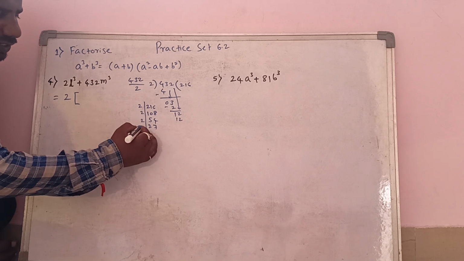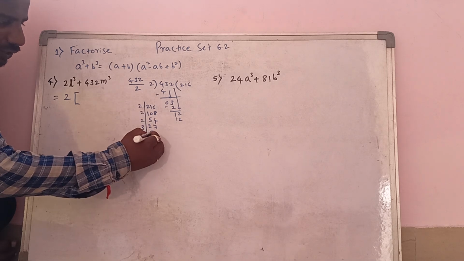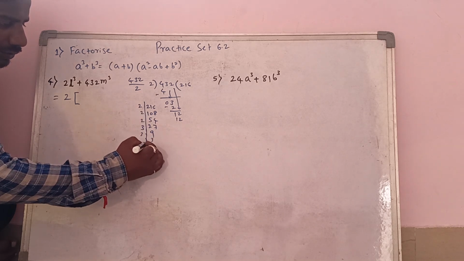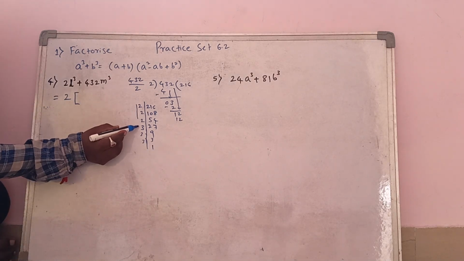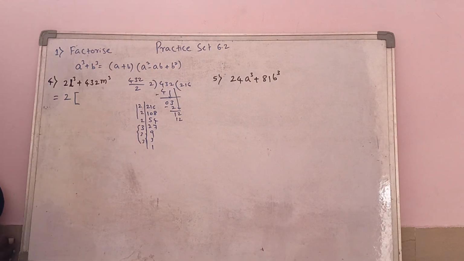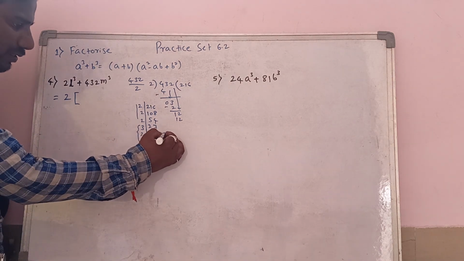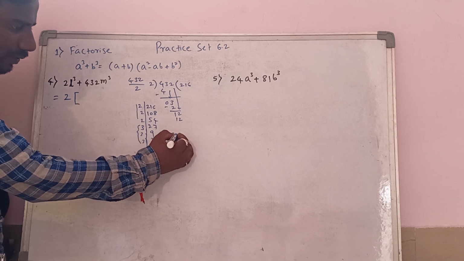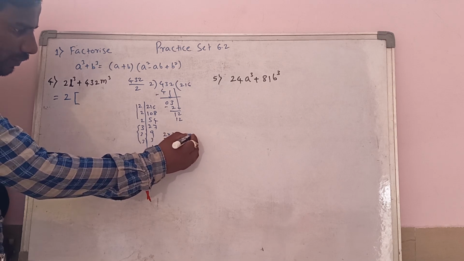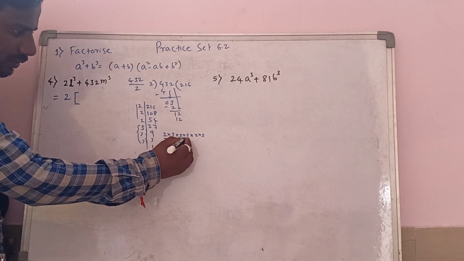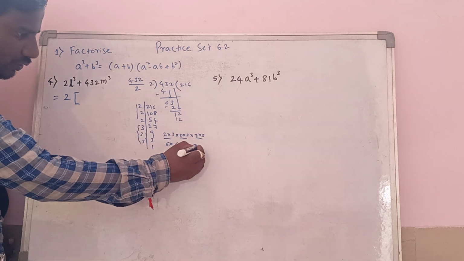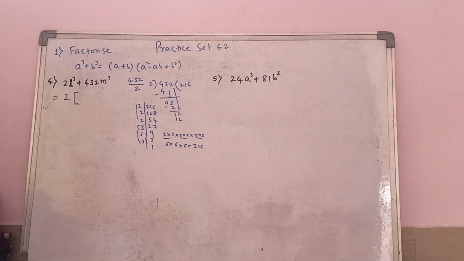Next, 3 on the table, we know 27 from the previous problem. 3 9s are 27, 3 3s are 9, 3 1s are 3. Now, see, 3 2s are there, then 3 3s are there. Can I make this a group as 2 into 3 one time, into 2 into 3 another time, into 2 into 3 the third time? 2 3s are 6, so 6 cube is equal to 216.